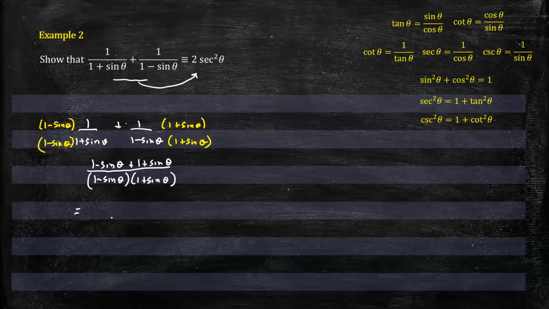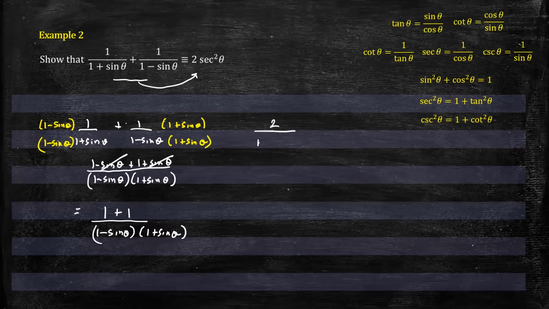So we can see in our numerator, the sine theta and negative sine theta will cancel. So we'll have 1 on 1 minus sine theta, 1 plus sine theta. And we have another 1 there, so 1 plus 1. So we're going to get 2 on 1 minus sine theta, 1 plus sine theta.